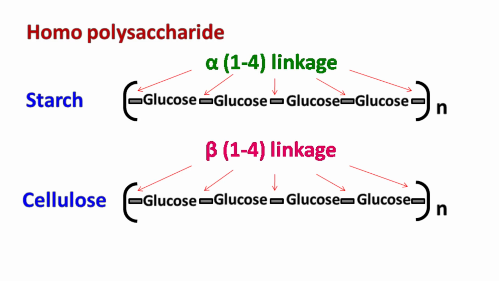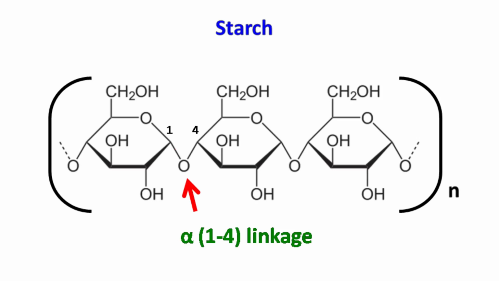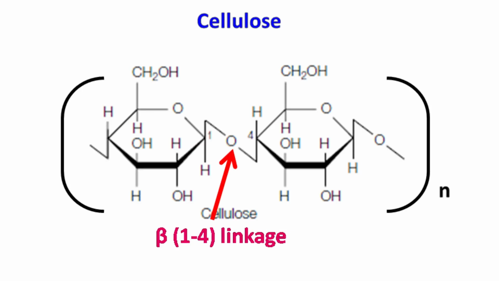In case of starch, the glucose molecules are linked together by alpha-1,4 linkage. While in case of cellulose, the glucose molecules are linked together by beta-1,4 linkage.